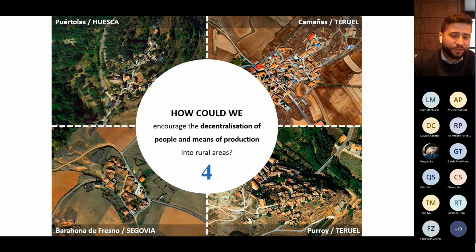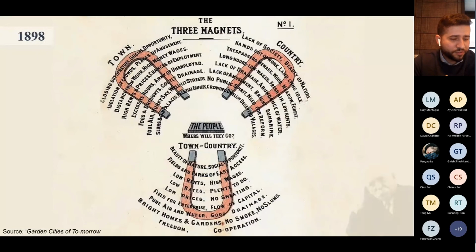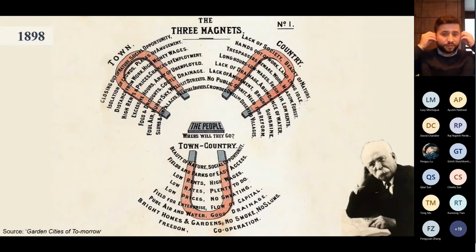Well, in response to these questions, my research is focused on the Garden City model, also known as the town-country model, devised by Ebenezer Howard in 1898, which represented a feasible initiative to establish rural communities from scratch. Through the Garden City model, Howard proposed a new magnet, which is the magnet at the bottom of the picture, with the best features of town and country, such as, for example, beauty of nature, low rents, low rates, low prices, or field for enterprise to attract people from the cities and to move to rural communities of about 32,000 population.